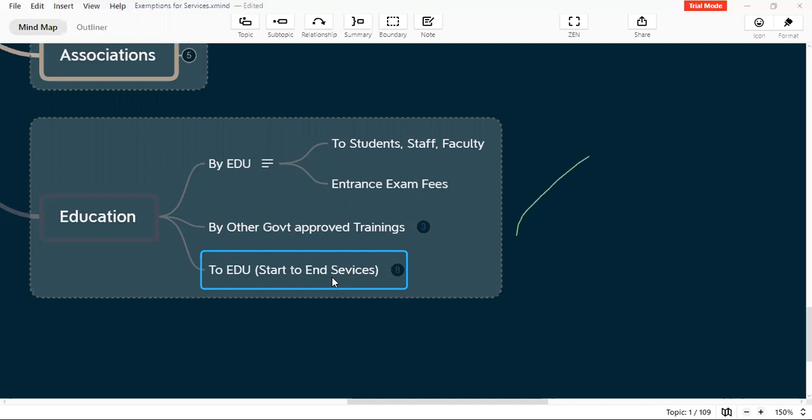After examination, what will the child do? Their lunch break will come, so they will eat. So catering services provided to the school is exempt.